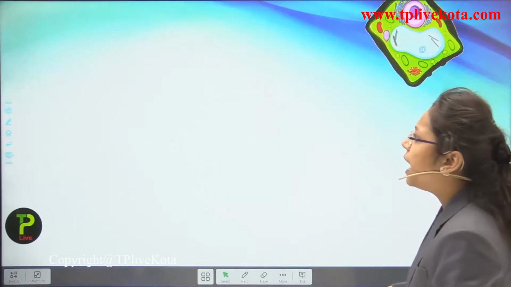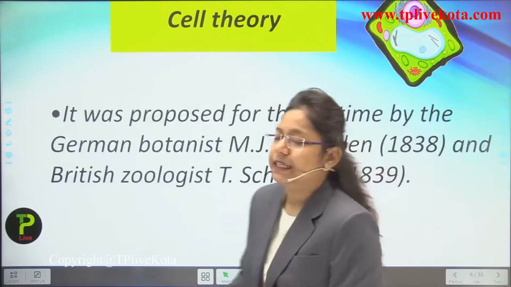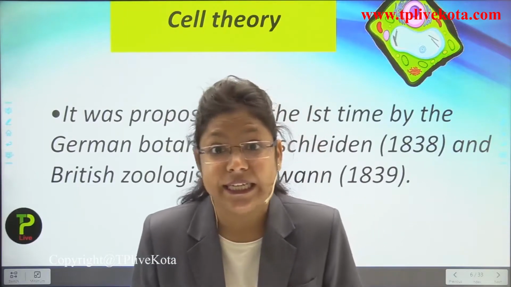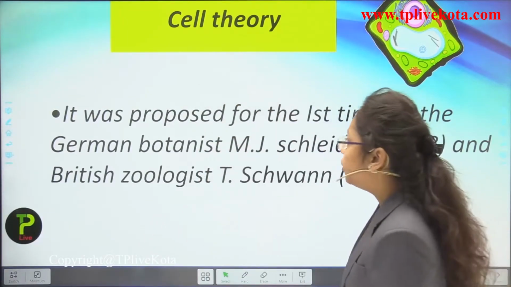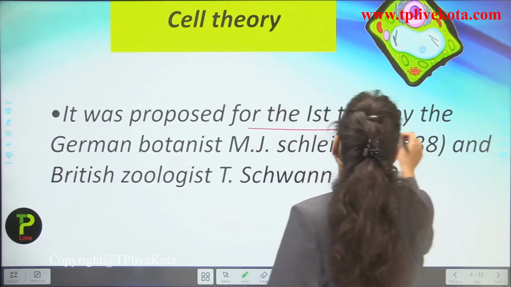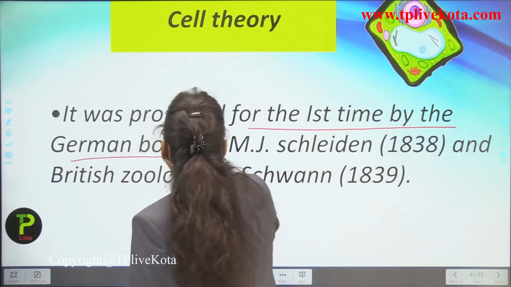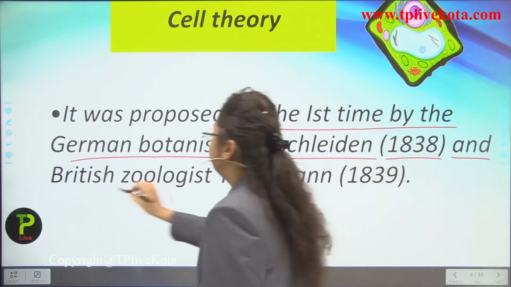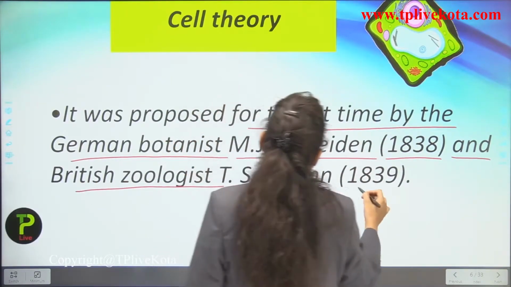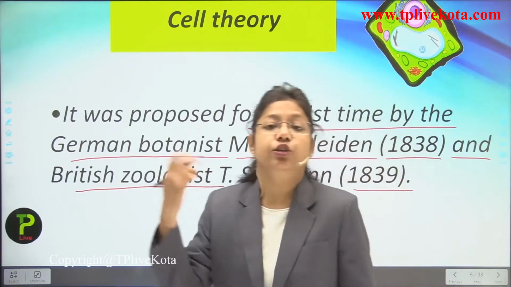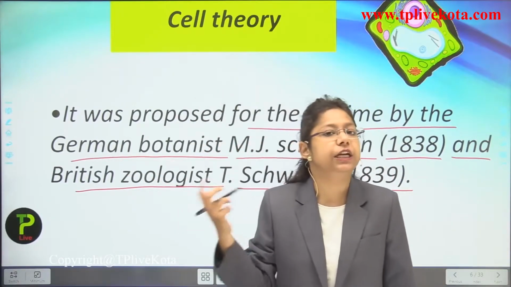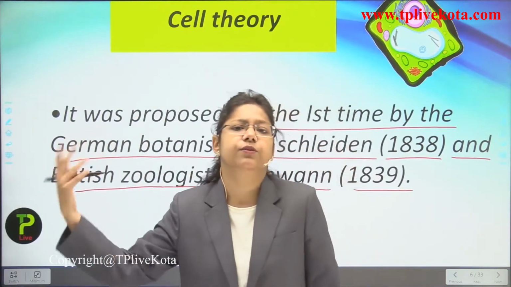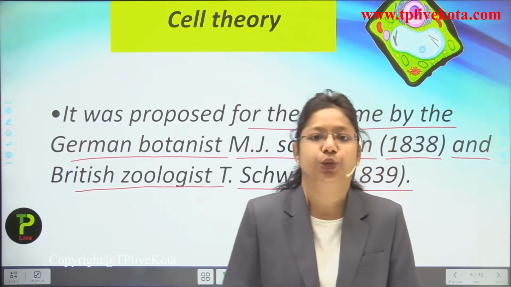Now, let's move on to the next part, that is the cell theory. Who gave the cell theory and what was the need for giving it? Students, it was proposed for the first time by German botanist M.J. Schleiden in 1838 and British zoologist T. Schwann in 1839. So these were the two scientists, Schleiden and Schwann, who proposed the cell theory, and later on it was continued by Rudolf Virchow also.